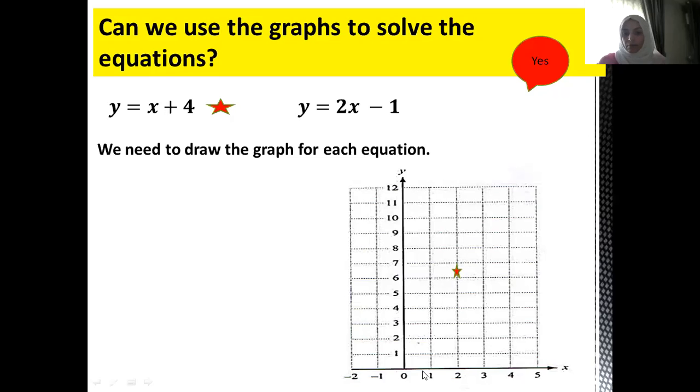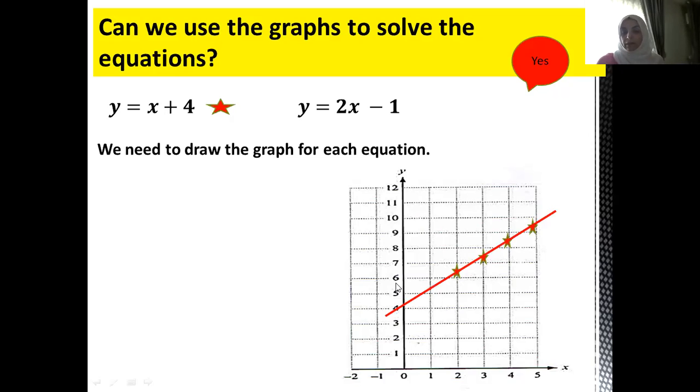For example, x is 1, I have 5. 2 plus 4, 6. 3 plus 4, 7. 4 plus 4, 8, and so on. And then you draw the line. So this is the first line for the first equation.